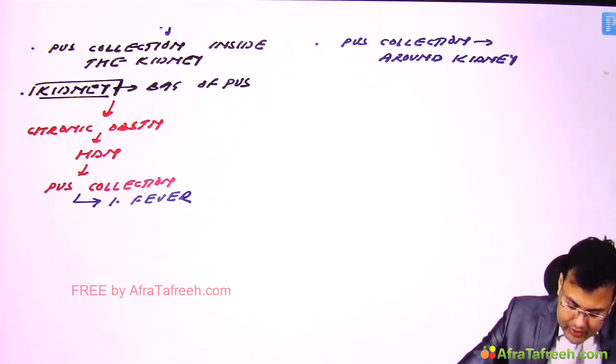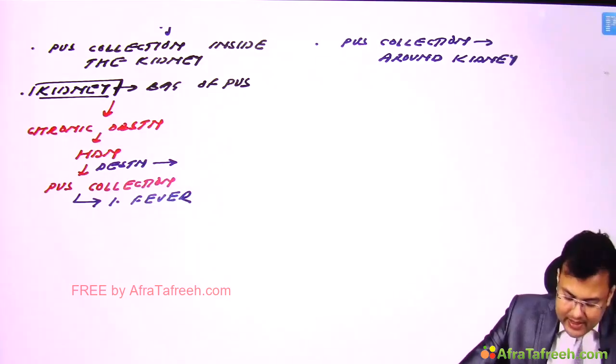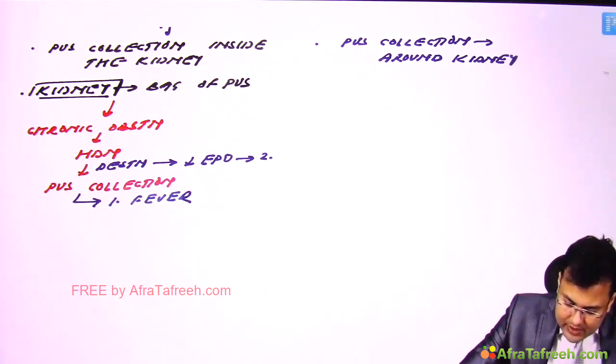Because of hydronephrosis, there is destruction of renal parenchyma. Because of that there is decreased erythropoietin. So what's the symptom? These patients have anemia.